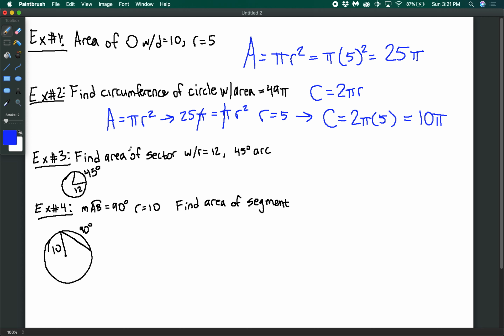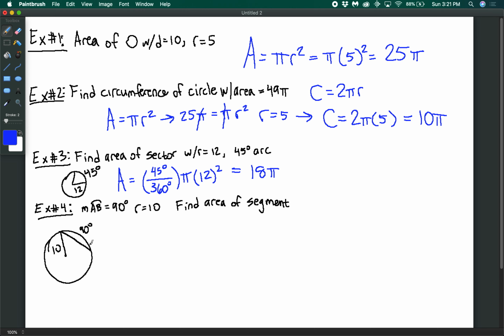Example 3, let's find the area of the sector of a circle that has a radius of 12 and makes a 45-degree arc. This is exactly the thing I was talking about earlier. The area is equal to 45 degrees divided by 360 degrees times pi times 12 squared. Once I put all this into a calculator, I find that this is equal to 18 pi. That is the area of that sector of the circle.